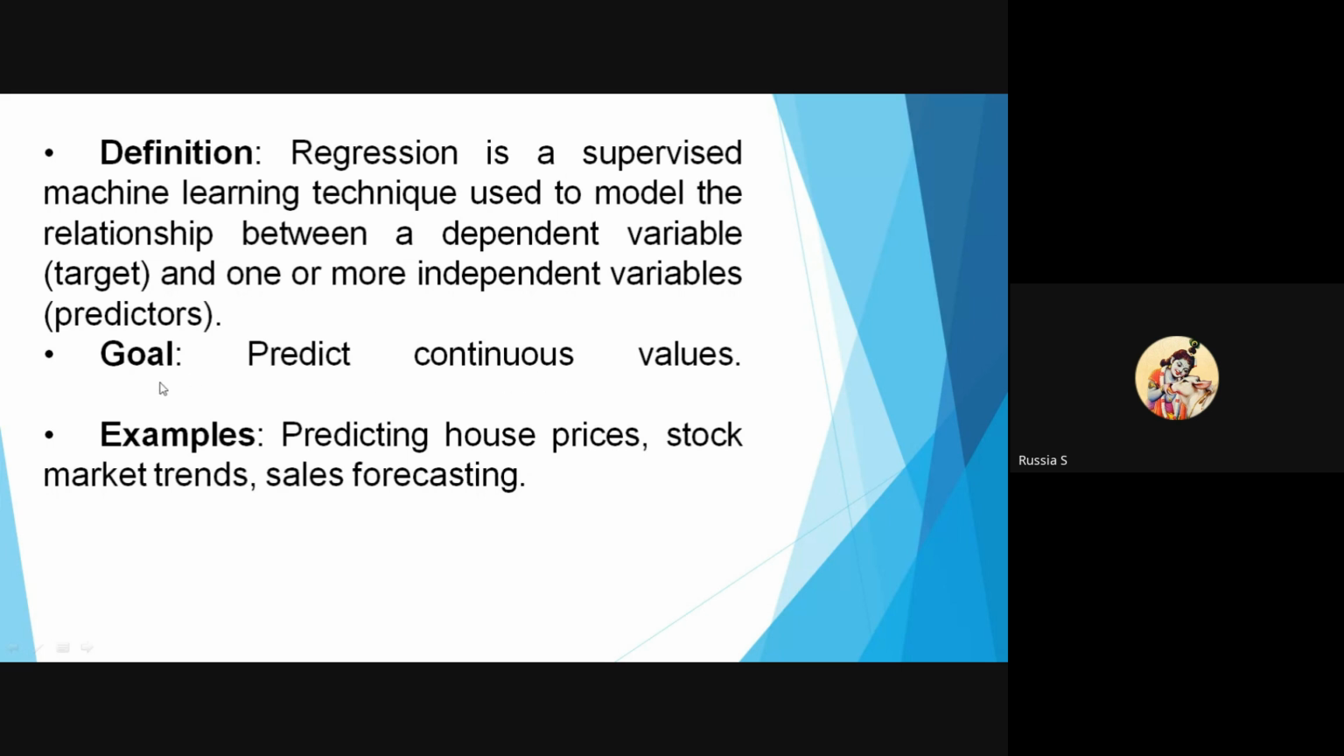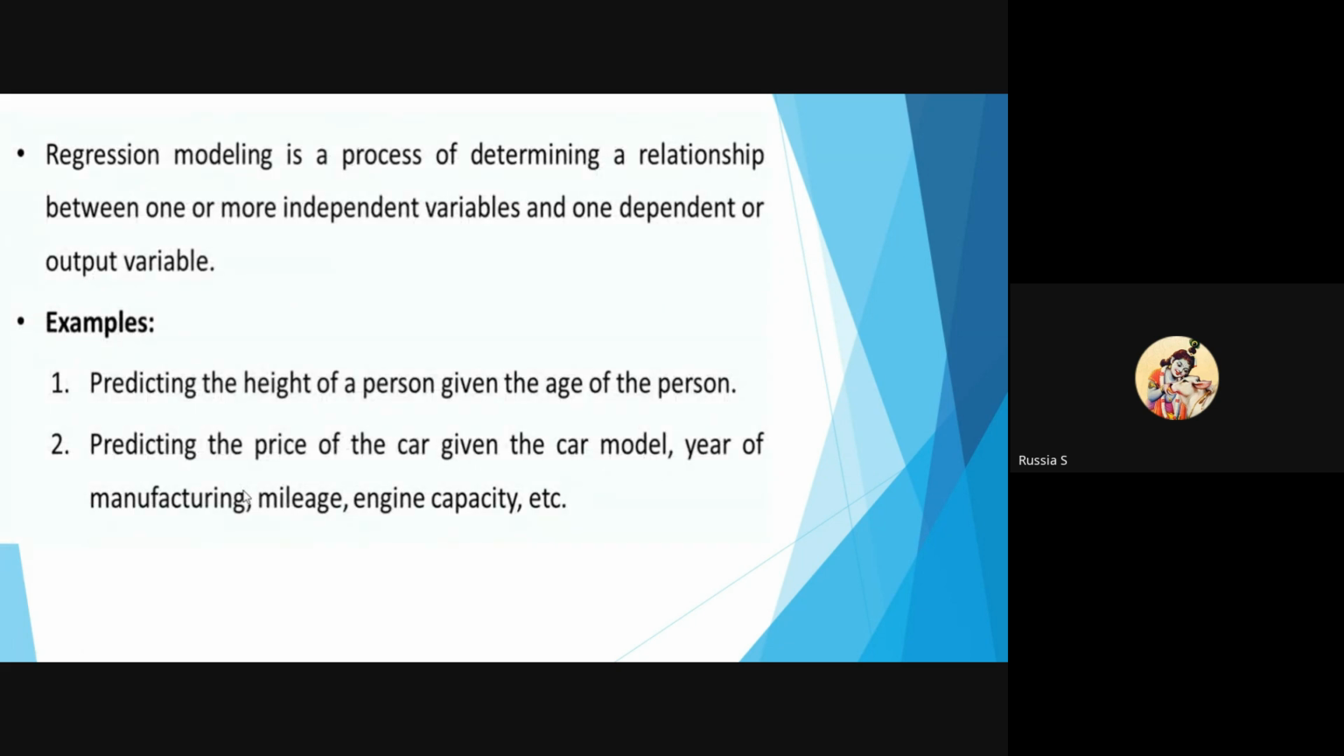The goal is to predict continuous values. It is well suited for continuous values, for example predicting house price, stock market trends, and sales forecasting. We have already seen these in the applications of regression. Regression modeling is the process of determining the relationship between one or more independent variables and one dependent or output variable. Examples: predicting the height of a person or weight of a person.